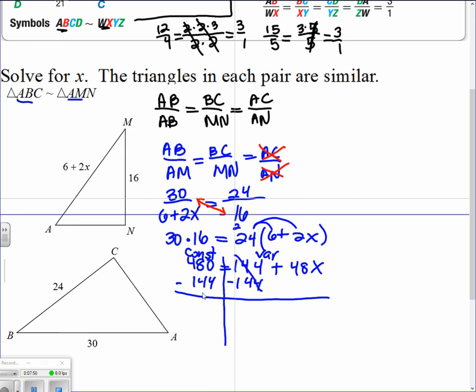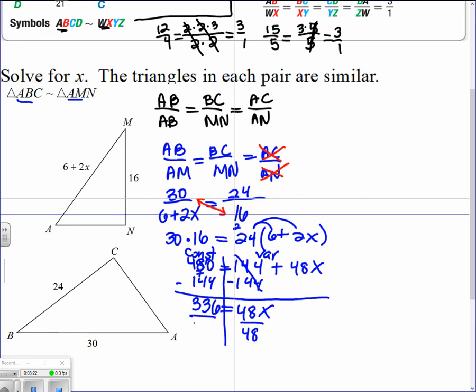This will cancel. So you have 48x is equal to 0 minus 4. Can't do that because that's a 0, so borrow from the 8, make that a 7, and this should be a 10. 10 minus 4 will give you 6. 7 minus 4 will give you 3, and this will be 3. Okay? Now get the x by itself, divide by 48.